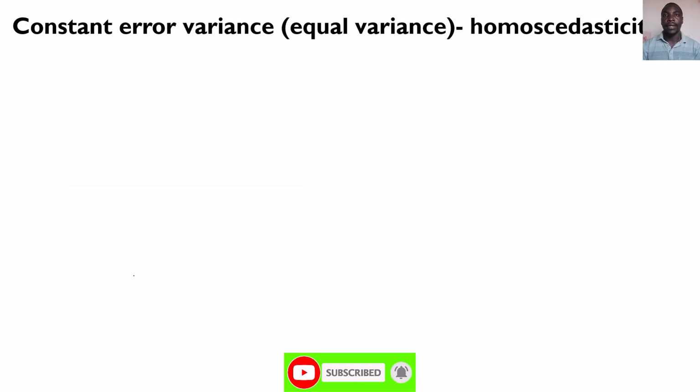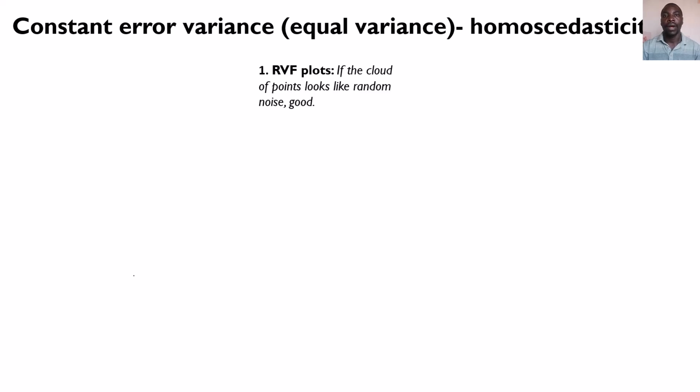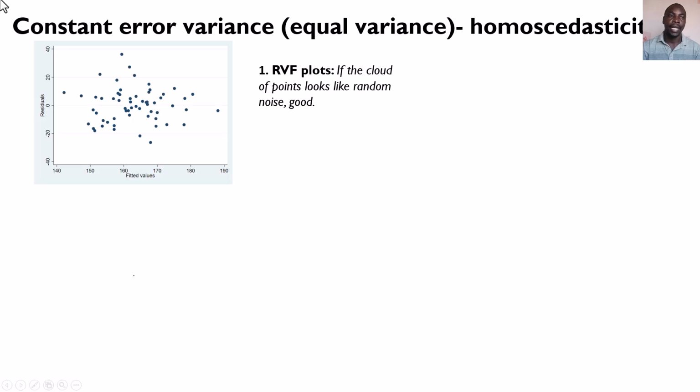For you to use linear regression, it is assumed that the variance of the error terms remains constant as the independent variable increases. So you have to check for this assumption before running and interpreting results of linear regression. There are three main ways we can test for this assumption. One of them is using residual versus fitted plots, or RVF plots, which are basically plots of the residuals from a linear regression versus the predicted values of that model.